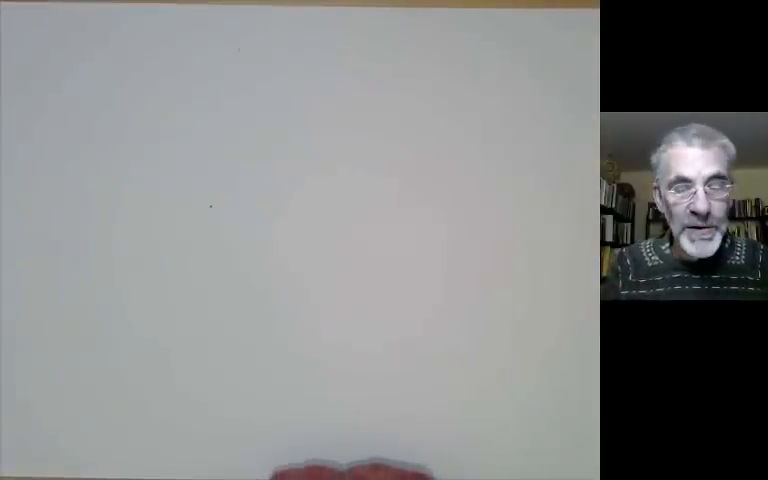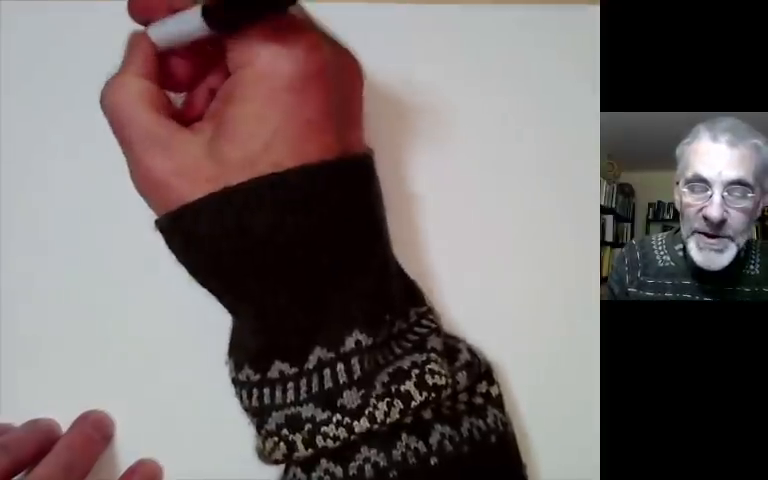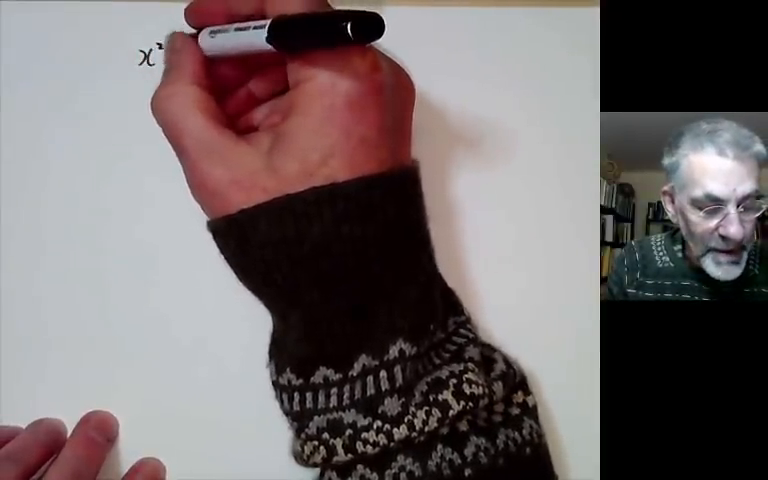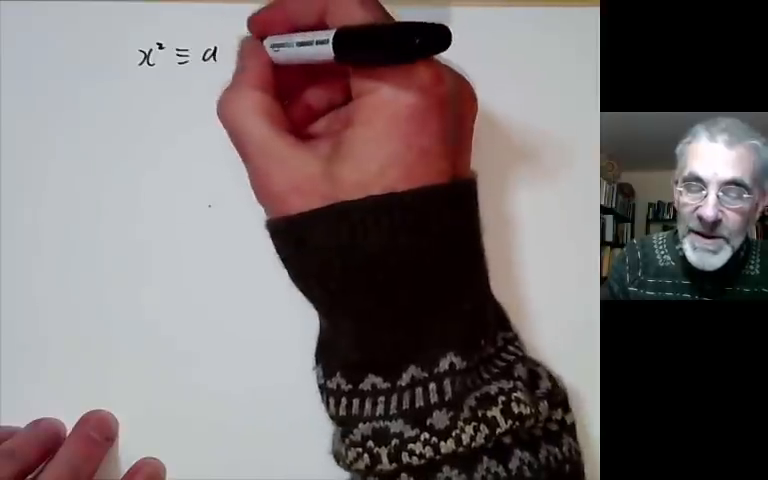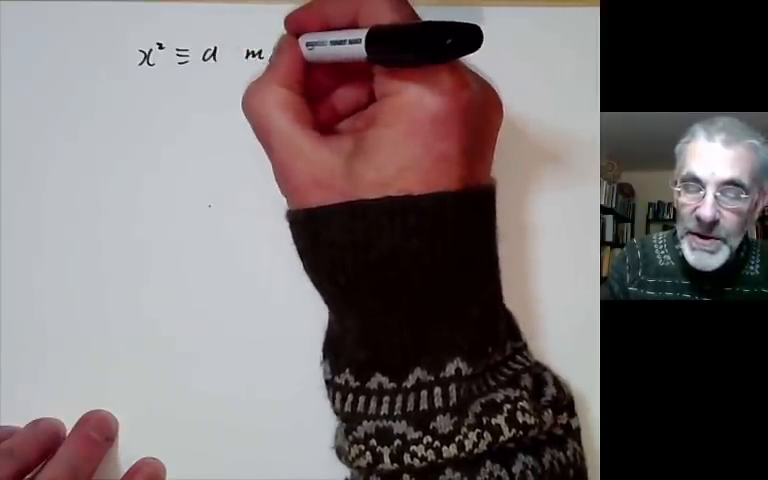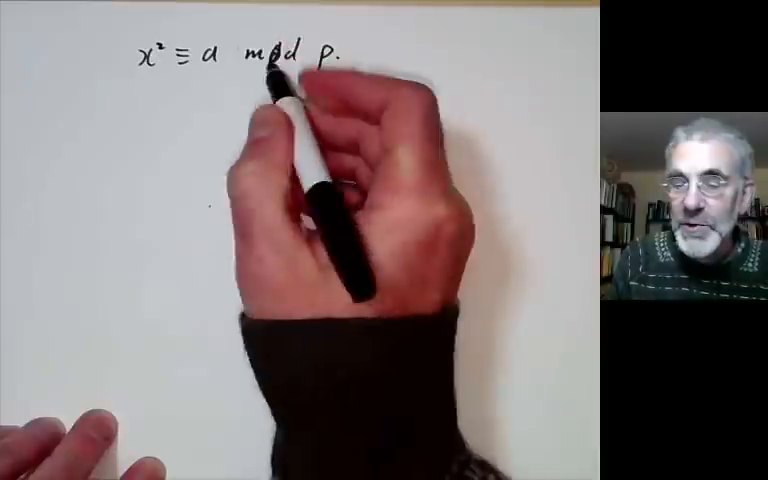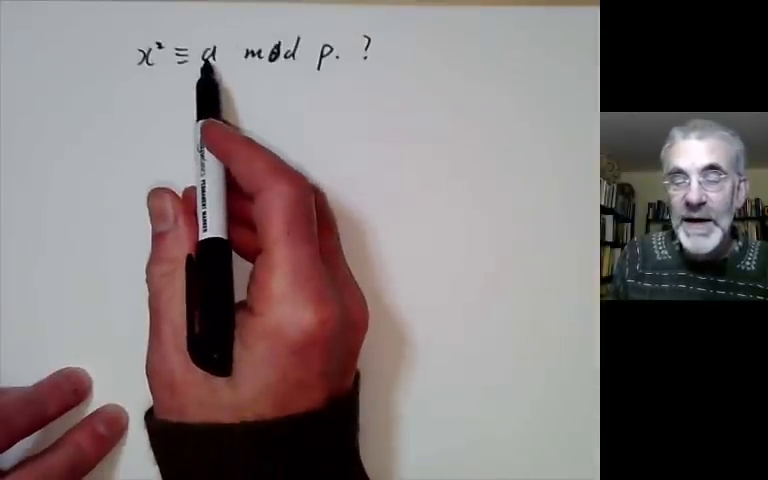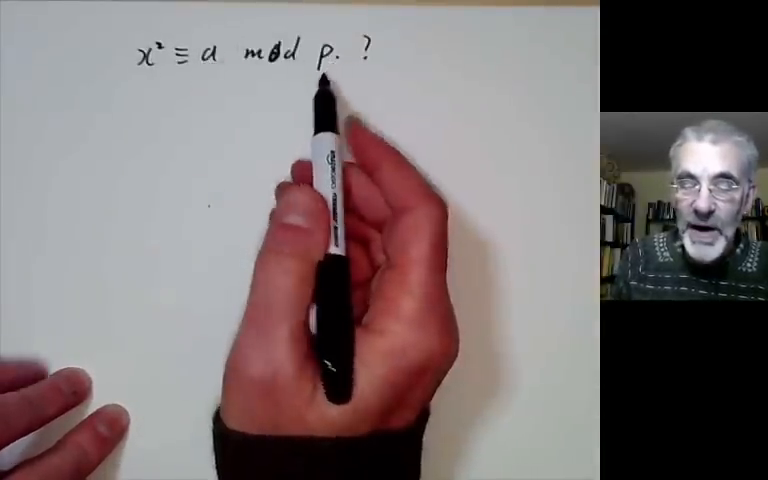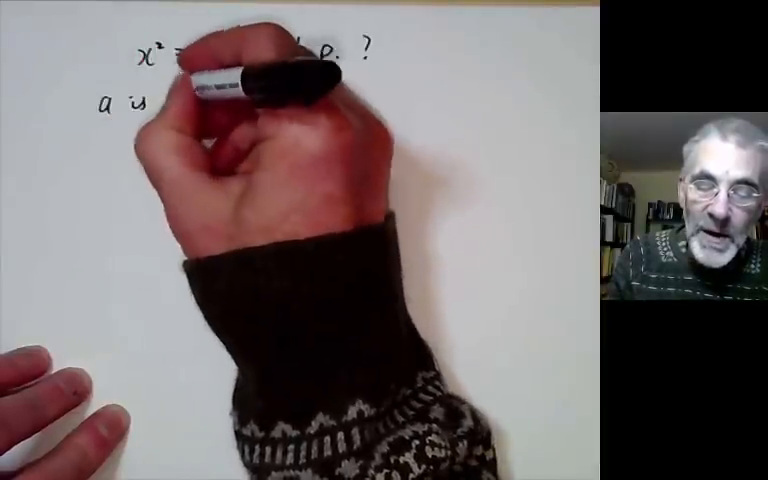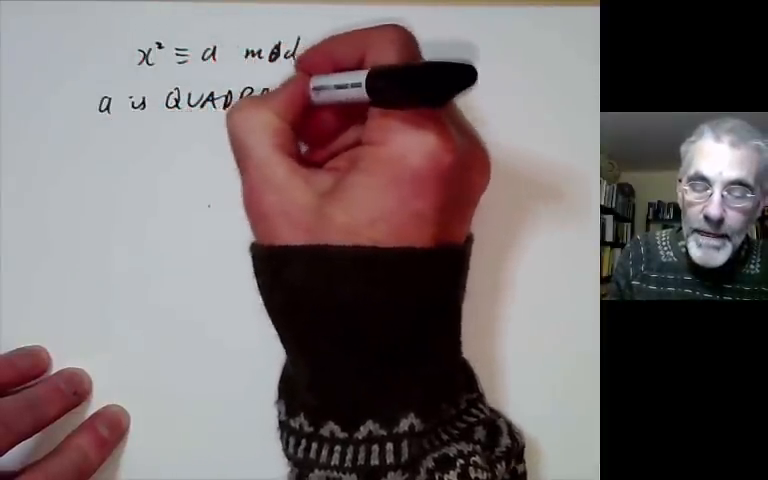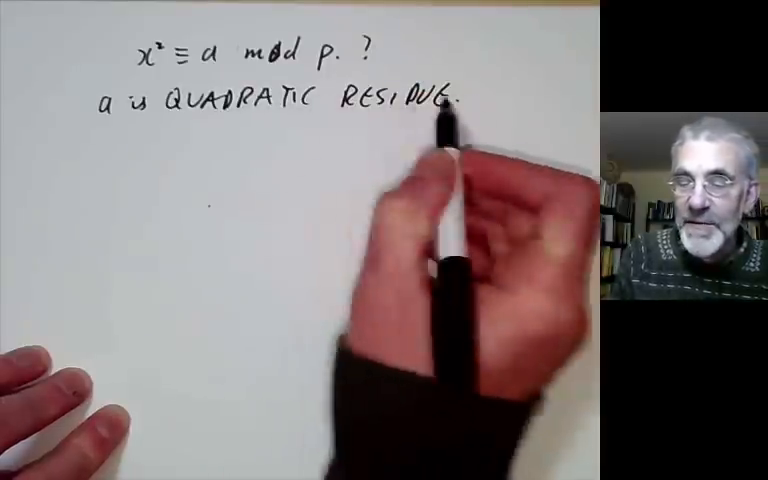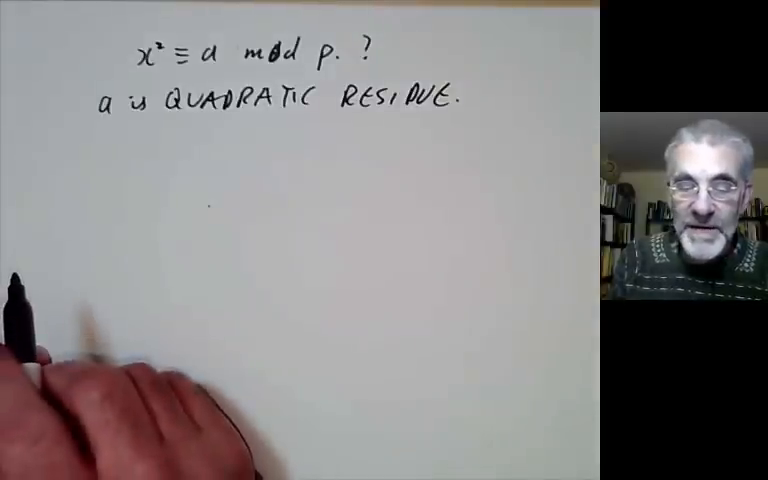So in particular, we can look at quadratic equations. And the very basic one is to ask, can we solve x squared equals a modulo some number, which we usually take to be prime for various reasons that we will see. So we can ask, is a a square modulo a prime? If so, we say a is a quadratic residue.